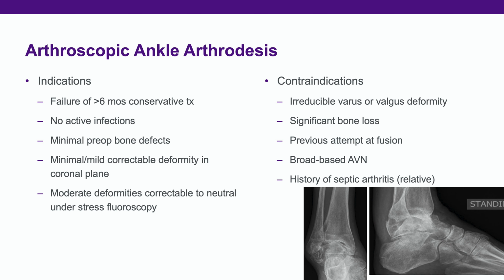So the arthroscopic indications are failure of greater than 6 months conservative therapy, no active infection, minimal bone defects, and it should be able to be corrected in the coronal plane, and moderate deformity corrected to neutral under fluoroscopic realignment. Contraindications to arthroscopic arthrodesis are an irreducible varus or valgus deformity, significant bone loss, a previous attempt at fusion and broad-based AVN, or indeed a history of septic arthritis.